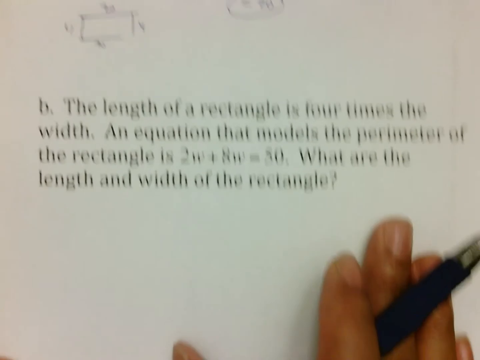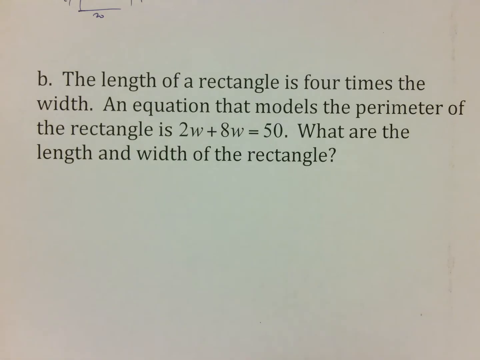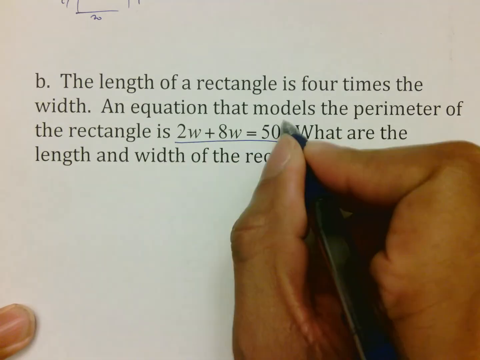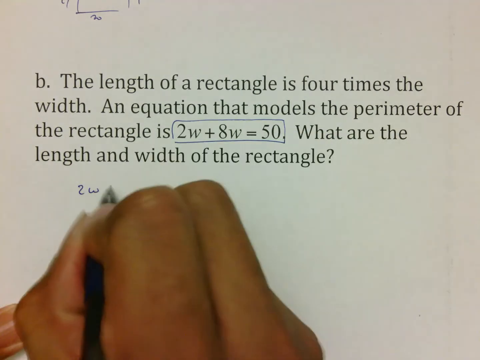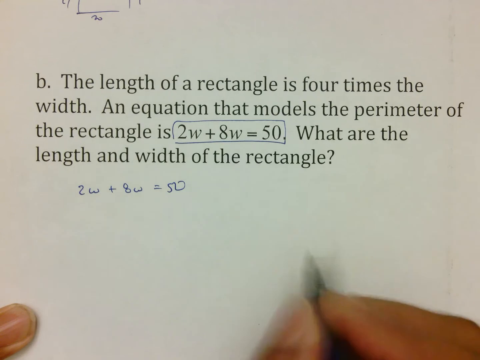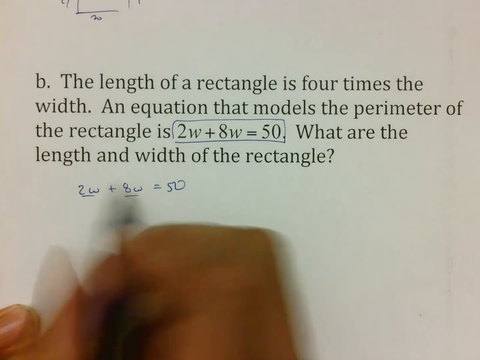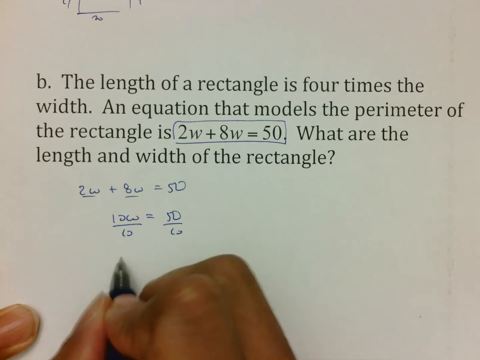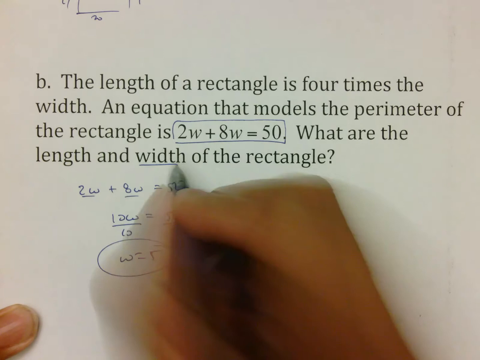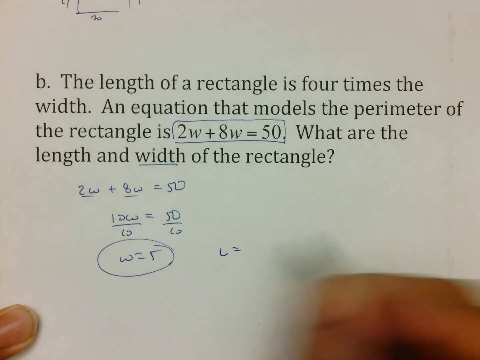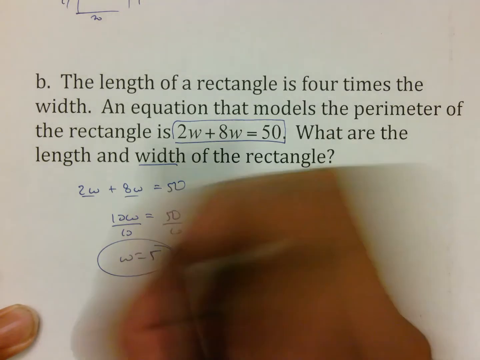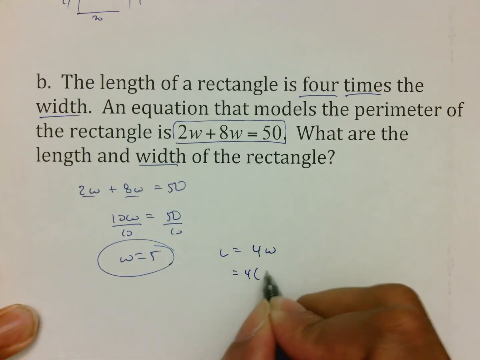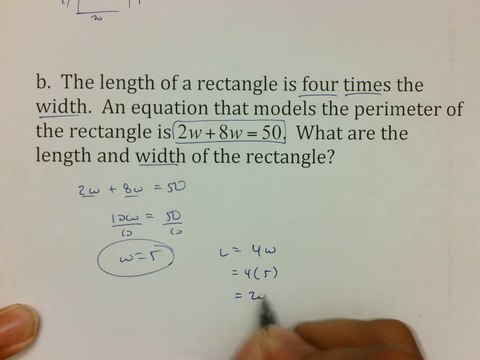Another one like that: the length of a rectangle is 4 times the width. An equation that models a perimeter is 2w plus 8w equals 50. Again, it wants the length and width, but inside of all these words is another equation. So we simply take this equation out and solve it the way we've been taught. 2w and 8w make 10w. We now divide by 10, getting w equals 5. Again, that means that the width is 5. If we want the length, we have to kind of go back and reread it. It says the length is 4 times the width, so it'll be 4 times 5, which again is 20.